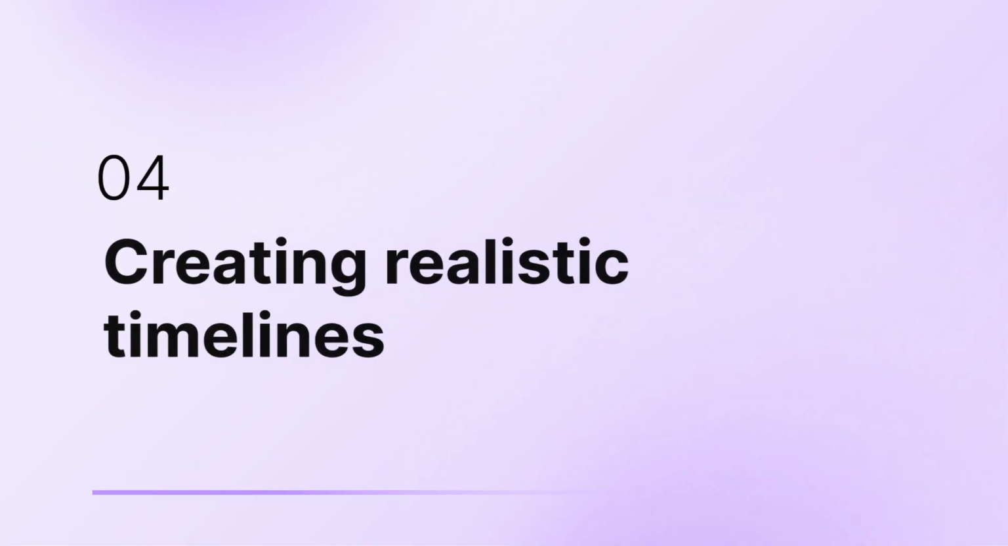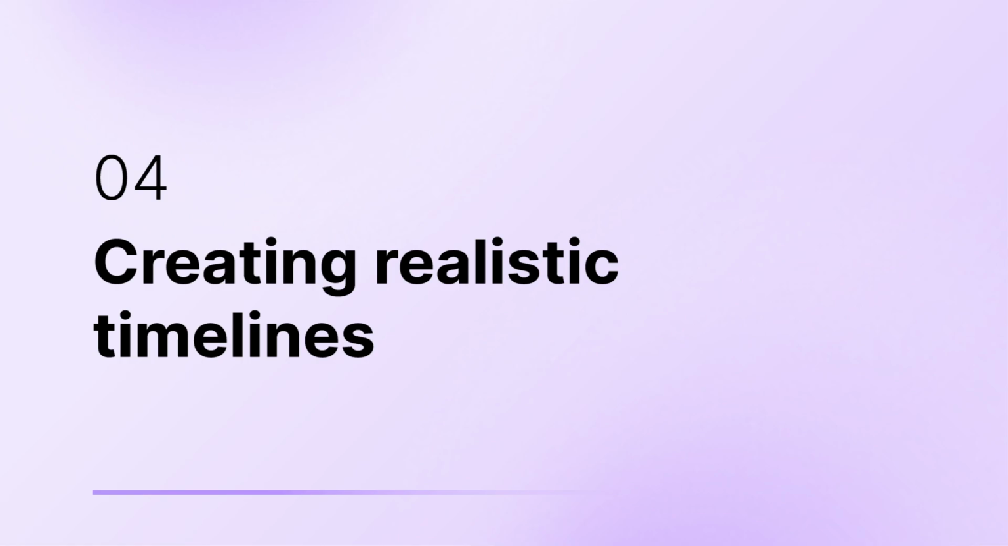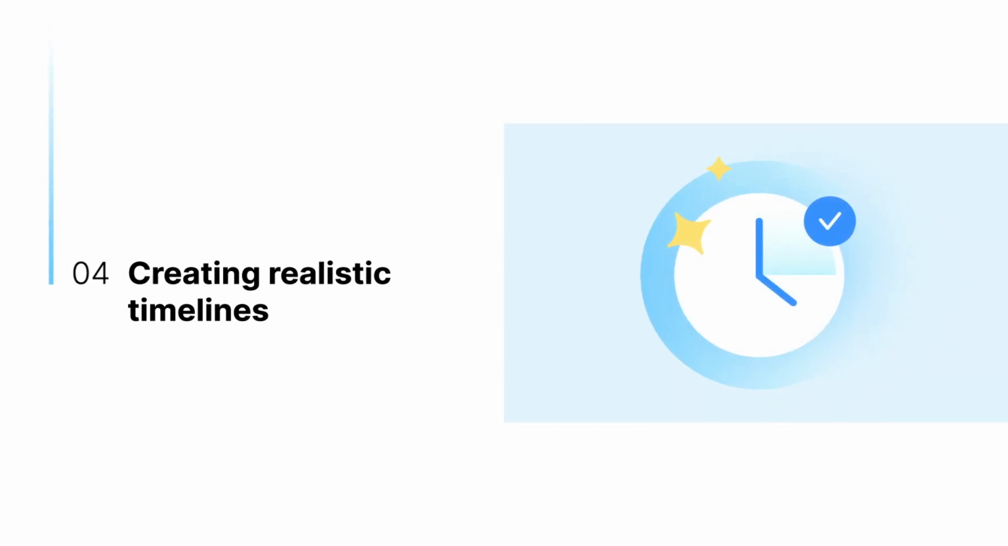Number 4, creating realistic timelines. AI can assist with creating realistic timelines by analyzing data from similar projects and identifying potential delays.